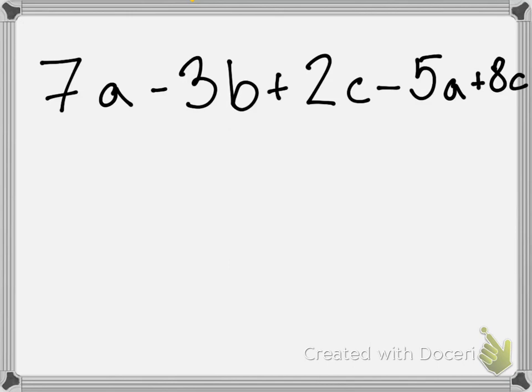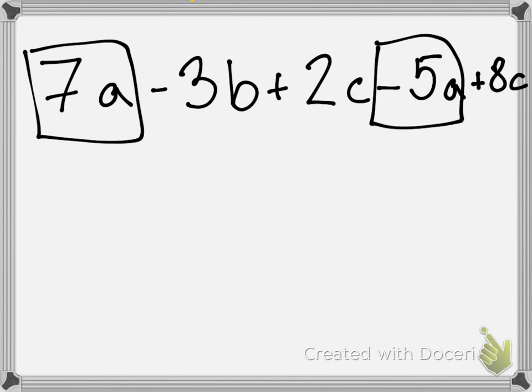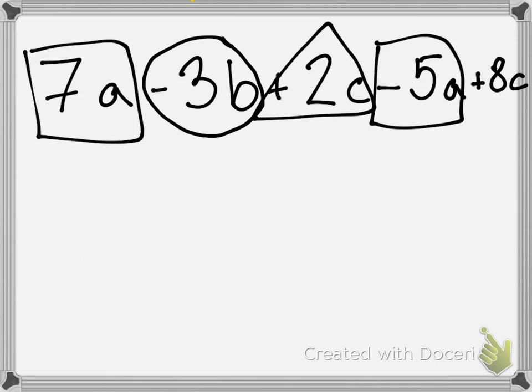Here's another example. In this case, if we can't color code, one thing I like to do is draw a box around the similar terms, and then I'll circle other ones, and then maybe I put a triangle around them. If the triangle's too difficult, sometimes I like to put a little wiggle so we can see. It's just easy so that we can identify the terms.